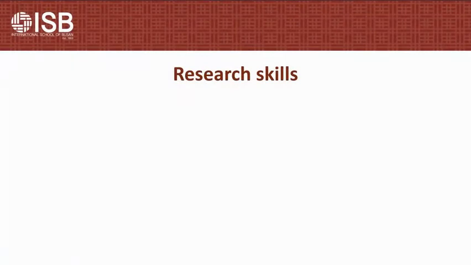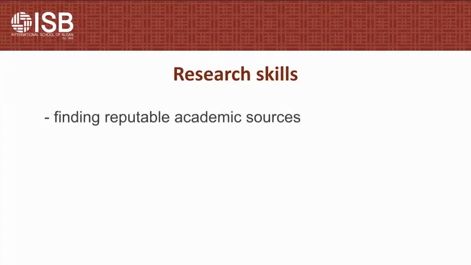The first skill which students develop is research skills, and this is so important for their university life. They need to be able to find reputable academic sources, and these are sources that they probably haven't had to access up till now in their education. They need to move far beyond Wikipedia.